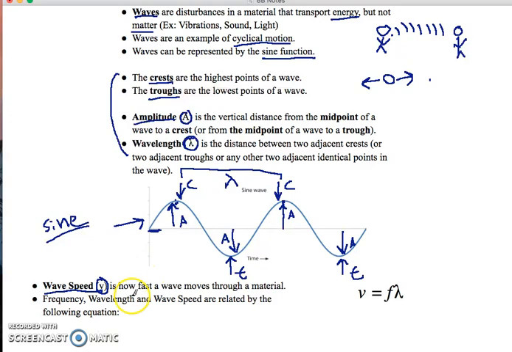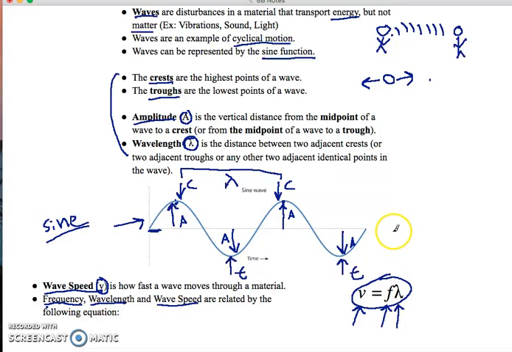And the frequency, from the previous section, the wavelength, and the wave speed can all be related by the following equation right here. The wave speed is equal to the frequency, how many times per second you see that wave, times the wavelength, how spaced out the parts of the wave are. So this equation is going to relate these quantities.